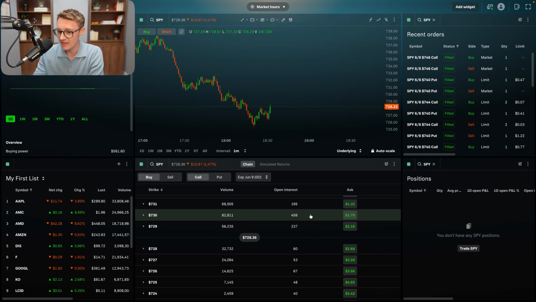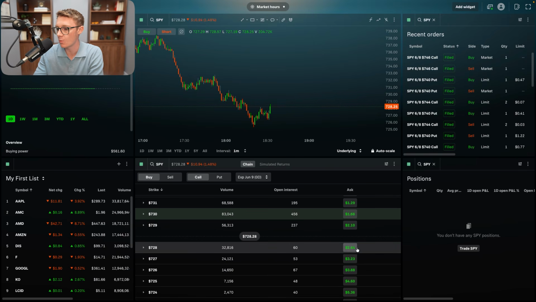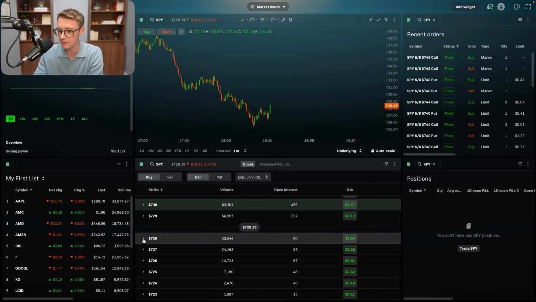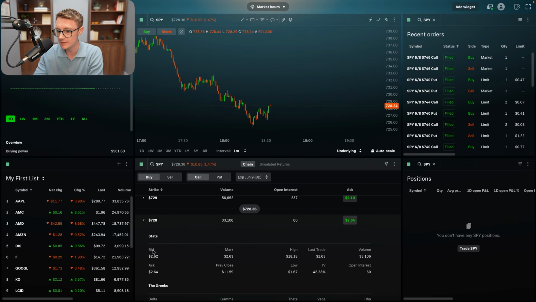Now, let's say in theory, we want to buy contracts that are one space in the money. So we're going to be buying a call, and we're going to look to buy the 728 call. And you can also click on this little arrow and toggle down to see the bid, the ask, and a couple of other data points here, including volume and open interest.